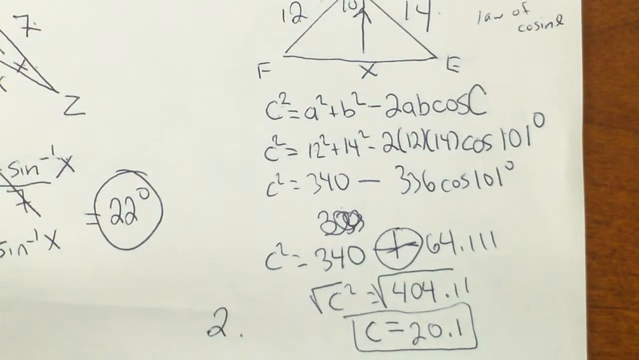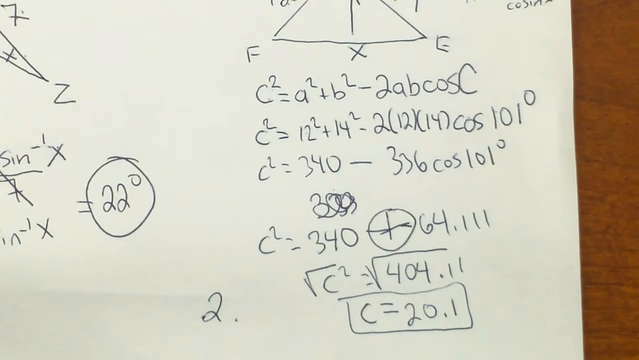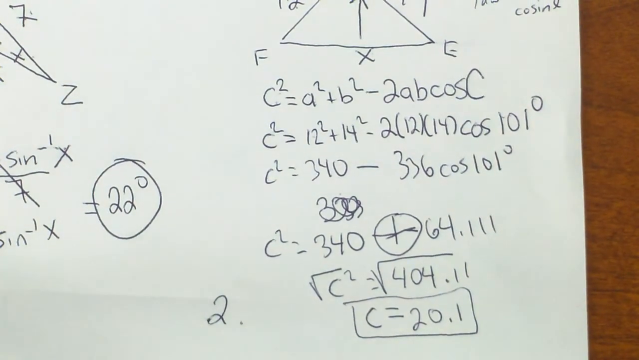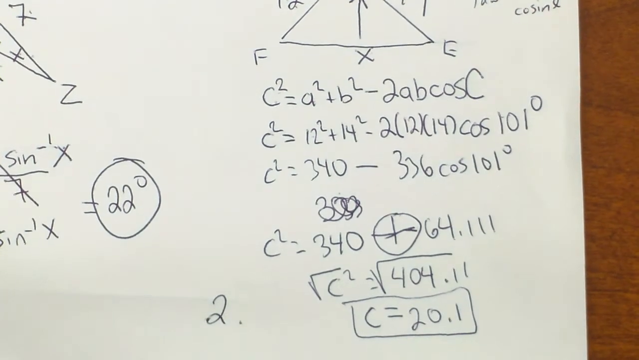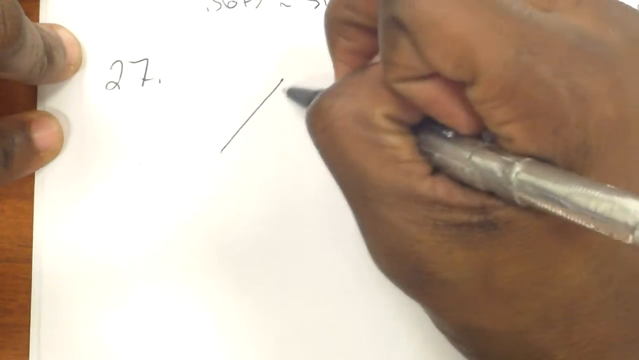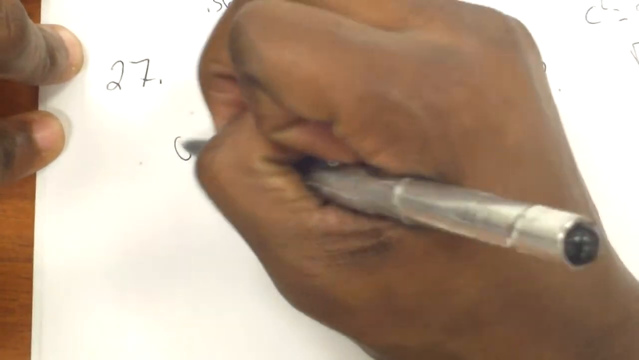And that is your answer. Pause it if you need to take a little time to understand. Okay, on number 27, we have another acute triangle.